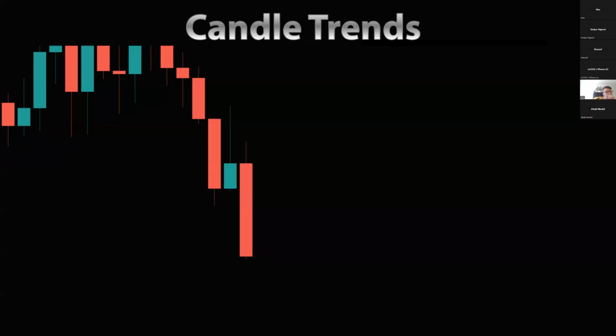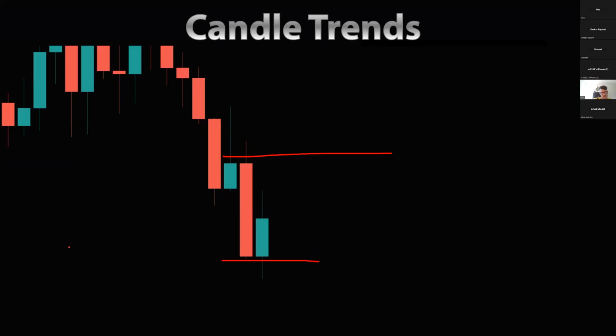we already missed it, and we can't take a buy. So we wait. Now we have a bullish candle forming right over here. Okay, so we have support, and we have resistance right here.